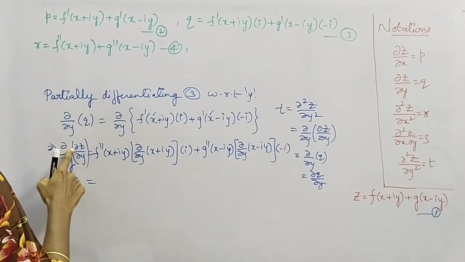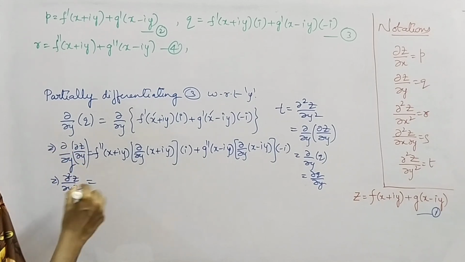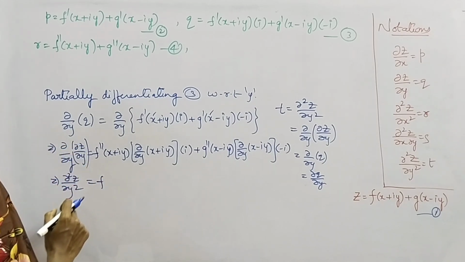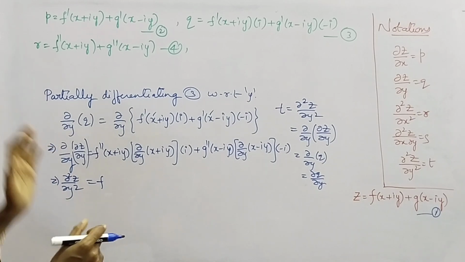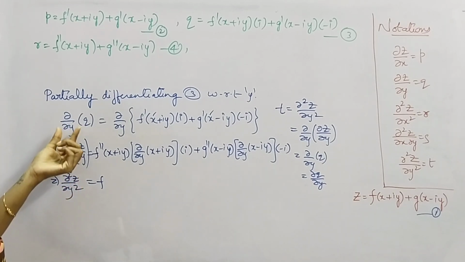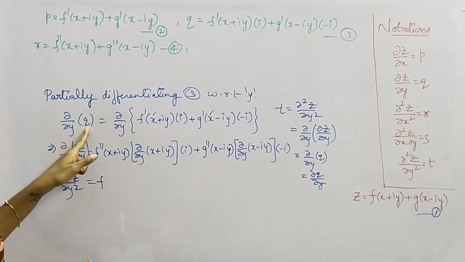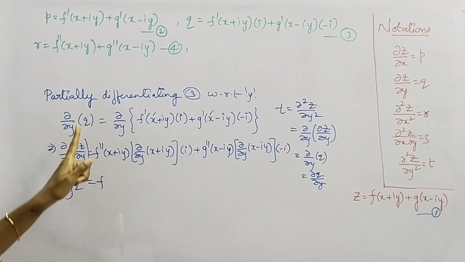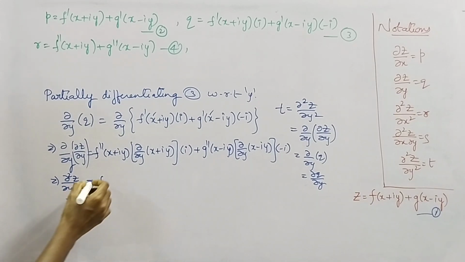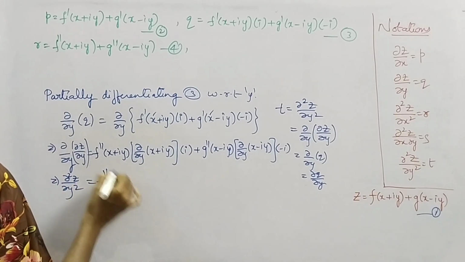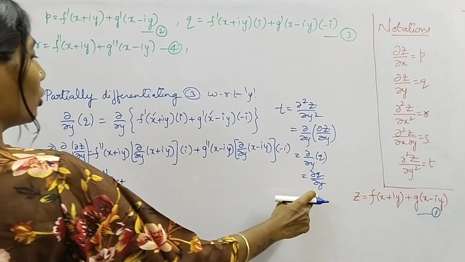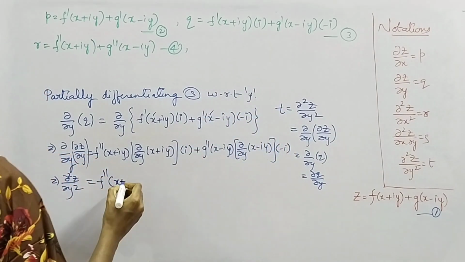Okay, this gives us ∂²z/∂y² equal to, you can just directly write t here. I'm just trying to make you understand that this gives t, that's it, so that I'm replacing this notation by ∂z/∂y. You can directly write t here because ∂q/∂y is nothing but t.